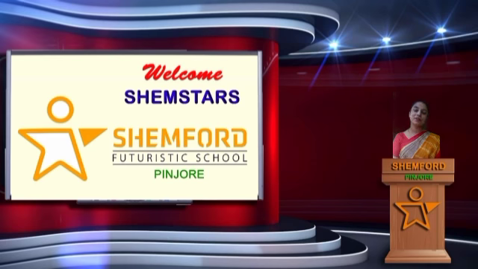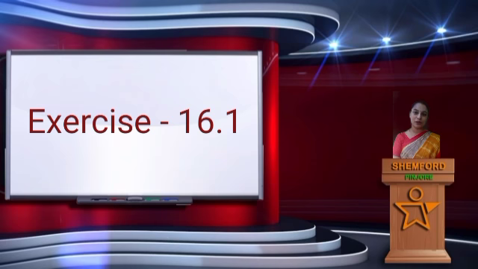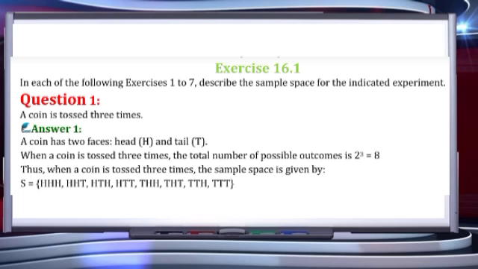Students, today we are starting with exercise 6.1 of the chapter on probability. In this exercise, we are going to see the sample space for an experiment. The exercise says: in each of the following exercises 1 to 7, describe the sample space for the indicated experiment. Question number 1 is, a coin is tossed 3 times.